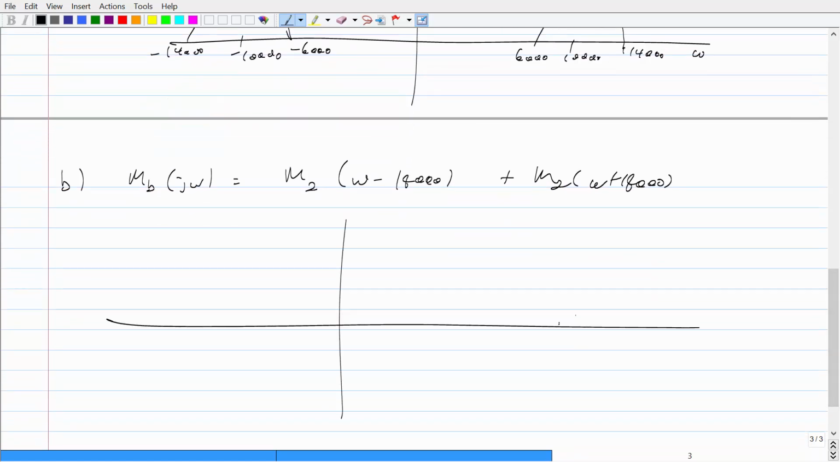So centered at 18,000 and minus 18,000, we have 2 things that look like this. The amplitude is k as well. Remember, the bandwidth is 8,000, or plus minus 4,000, so this goes out to 22,000, and this is minus 22,000 and minus 14,000.